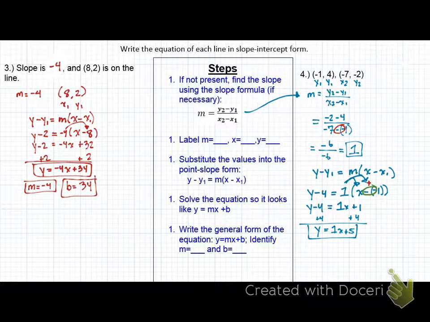Now, let's just say that this was your answer. What would be your slope you could identify? What's the slope here? 1. m equals 1. Good. What is our b or our y-intercept? 5. Good. b is equal to positive 5. Good. Now, I've got one more question.